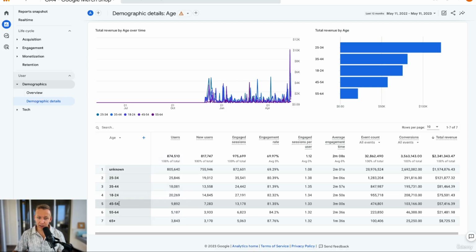So looking at this data, even if we look further down, we can see that comparing the 45 to 54 year olds, they have close to 10,000 compared to the 20,000 between 18 and 24. But even though the older ones are half in size, the young ones aren't double in revenue. So that means that even the 45 to 54 year olds are more valuable than the 18 to 24.